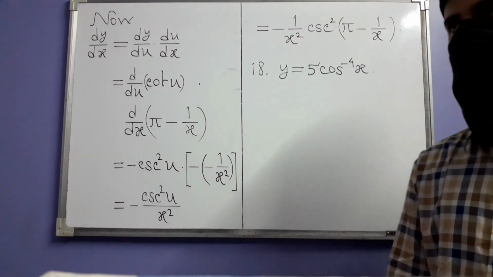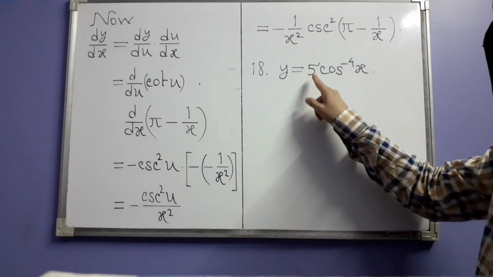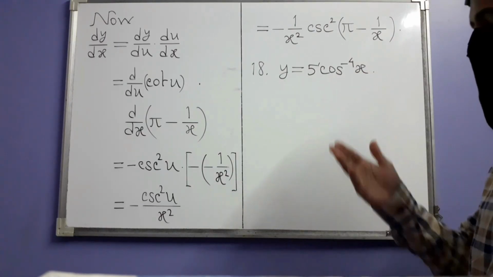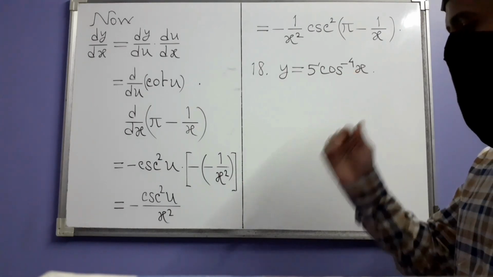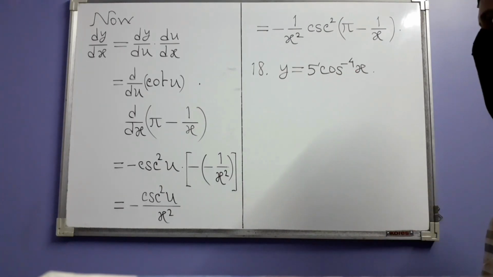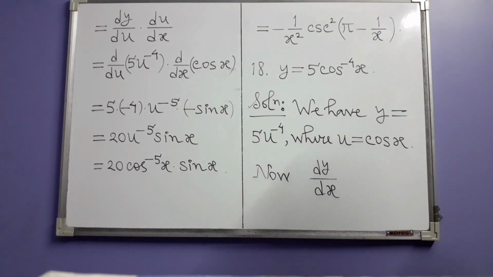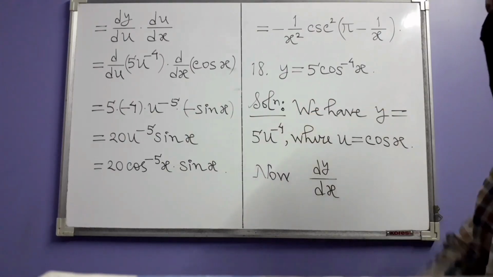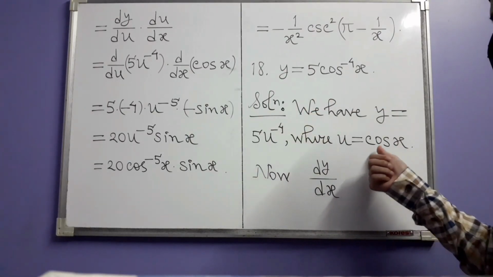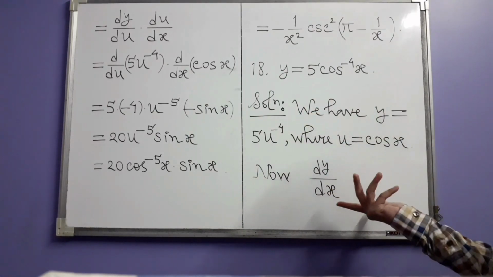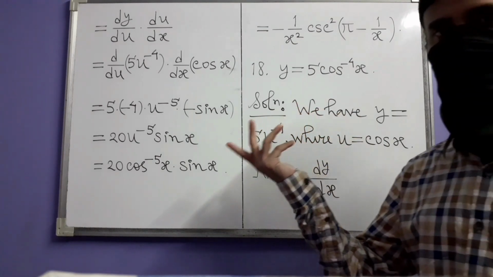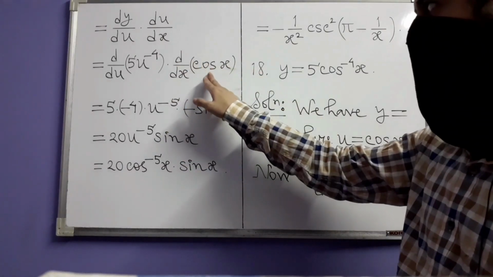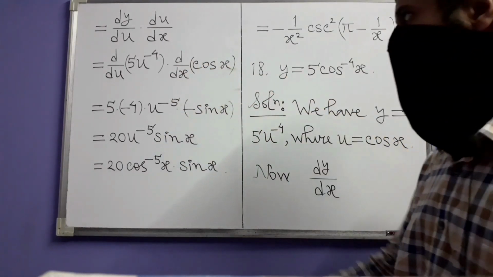Next, we have another one involving trigonometric functions. y equals 5 times cos to the power minus 4 x, or you can also write it like this: y equals 5 divided by cos to the power 4 x. So in this case also the split is obvious. You can write y as this function of u, 5 times u to the power minus 4, where u is cos x. And then by our chain rule, dy dx equals dy du times du dx. So here y is 5 u to the power minus 4 and u is cos x.